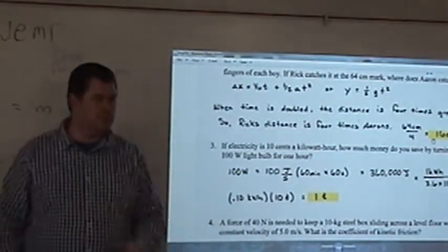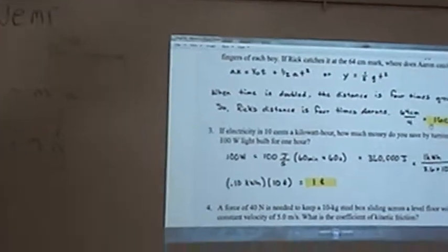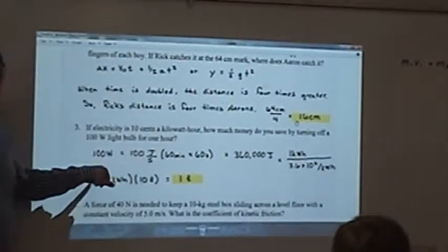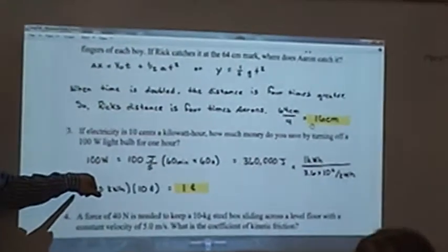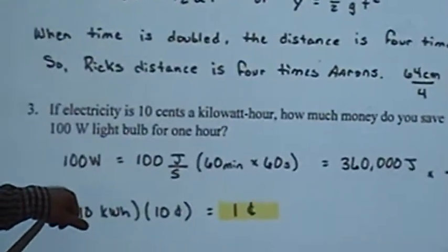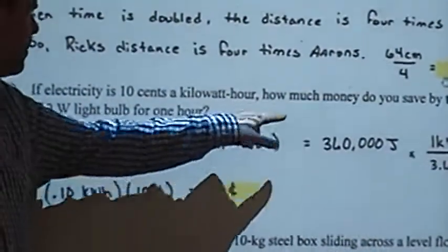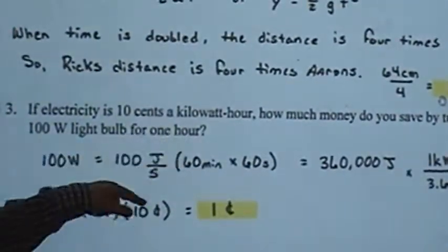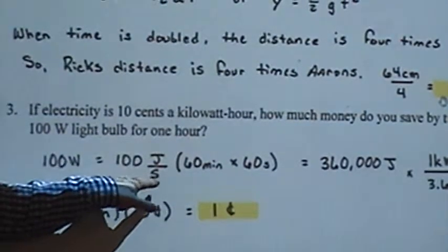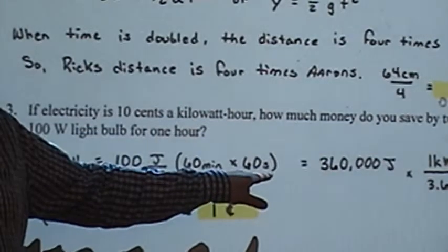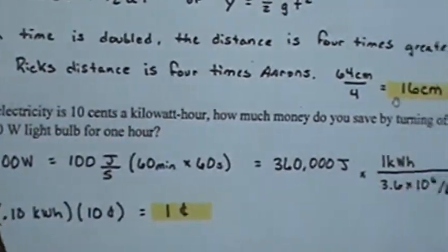Okay? Yes, good observation. Can you go over that one more time? Sure can. So first of all, I want to find out how much energy is used. 100 watts means 100 joules per second. And it says, how much money do you save by turning off 100 watts for 1 hour? 100 watts, that's 100 joules per second, so I multiply by the number of seconds. 60 minutes times 60 seconds is 3,600 seconds in 1 hour.